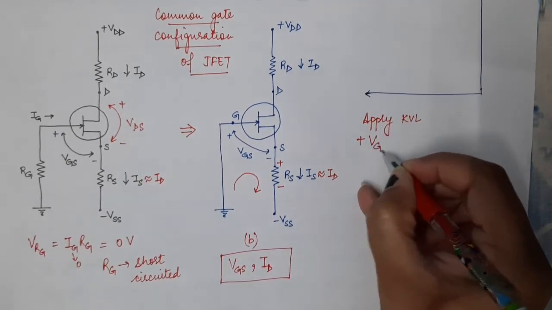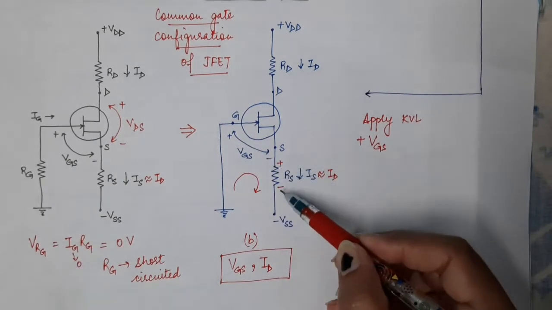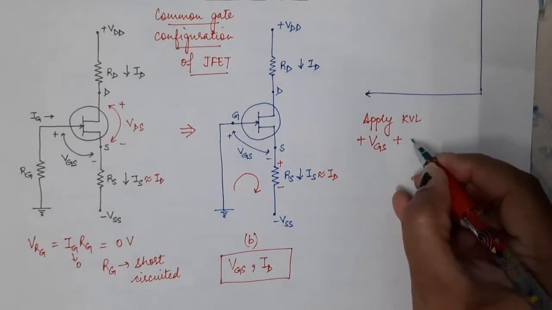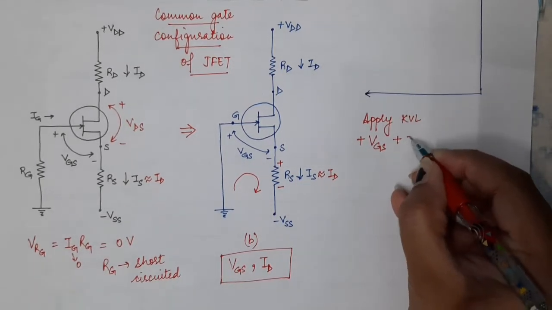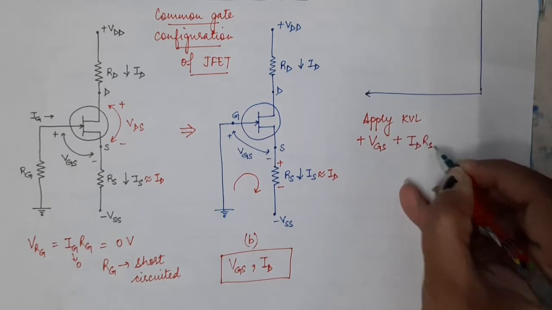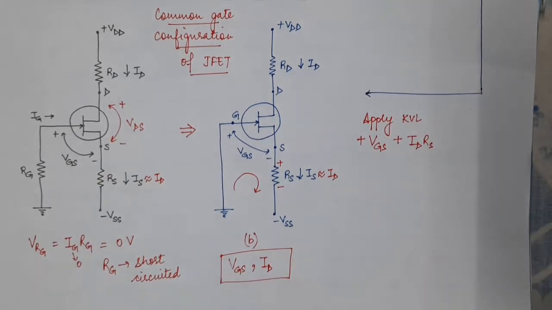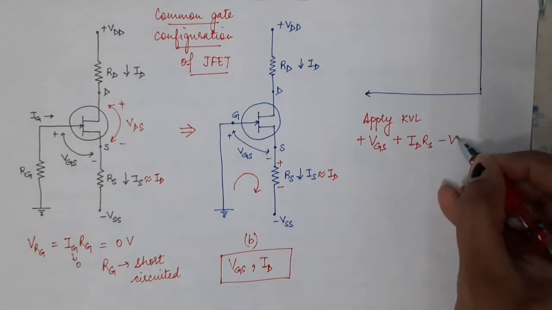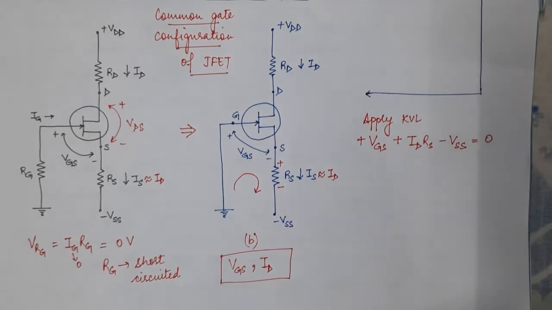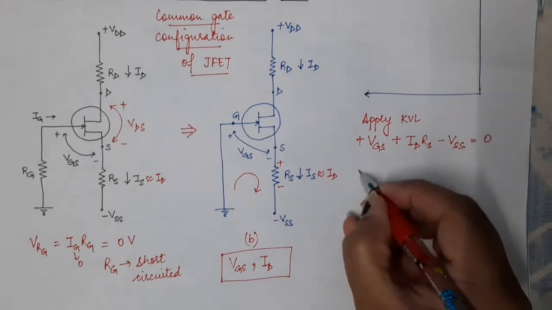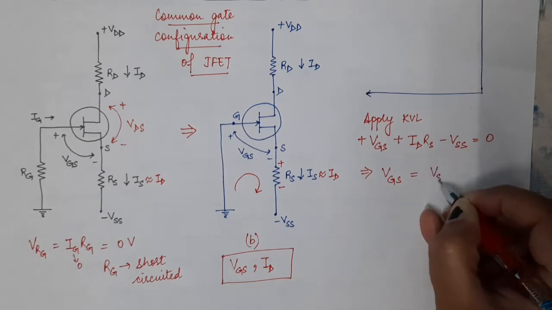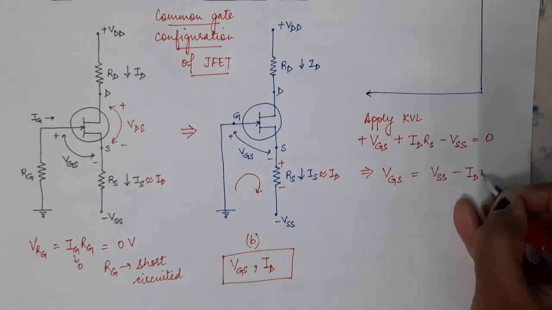So plus VGS, then again plus, minus, signs are alternate, so we will again have plus ISRS. IS is approximately equal to ID, so we will write IDRS here. It is the voltage drop across source resistor RS. Then minus, then again we have minus. It means signs are not alternate, so we will have minus VSS. It is equal to 0. And find the value of VGS from here. VGS will be VSS minus IDRS.